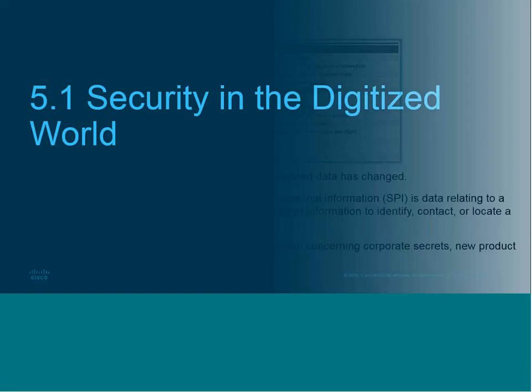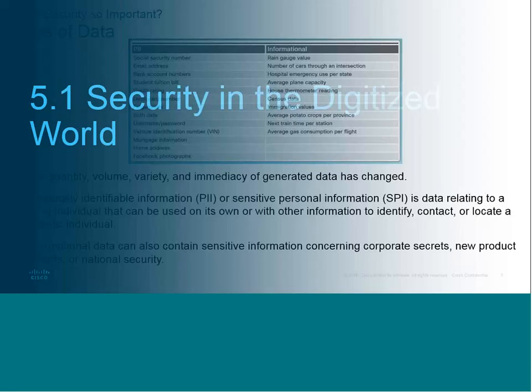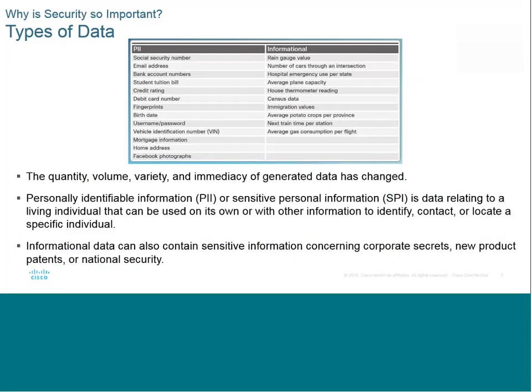As you can see here, this type of data is available everywhere. We are using this data: our email addresses, bank account numbers, student tuition bill, credit rating, fingerprints, birth stats, usernames, passwords. All these things are available on the internet. So we have to secure all these things from the hackers, or you can say from the bad guys. For this purpose we need security. Security is more important for our data.